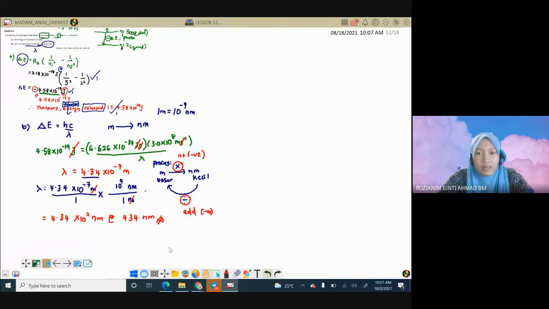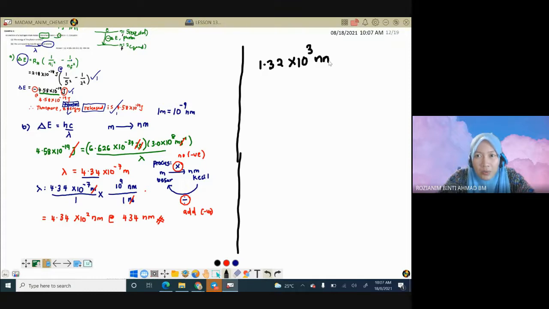Okay, for example now, I will take other data so we can see the difference. For example, if we have the data 1.32 times 10 to the power of 3 nanometer, and I want to convert into meter. We know that nano is the smaller unit and meter is the larger unit. So the process involved should be divide.